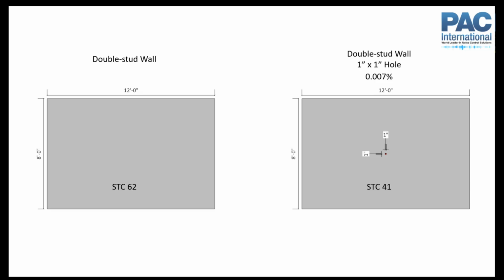But what happens if we put just a 1-inch by 1-inch hole in that wall? What happens to our STC rating? I ran a composite STC calculation, and it goes down to an STC 41. So we lost 21 points. And we went from 12 points above the multifamily code minimum of STC 50 to 9 points below it. Just a 1-inch by 1-inch hole. And by the way, in terms of the total area, that hole is 0.007% of the total wall area. So it doesn't take much to have a huge impact on this.